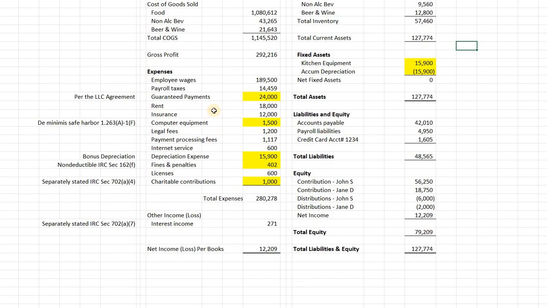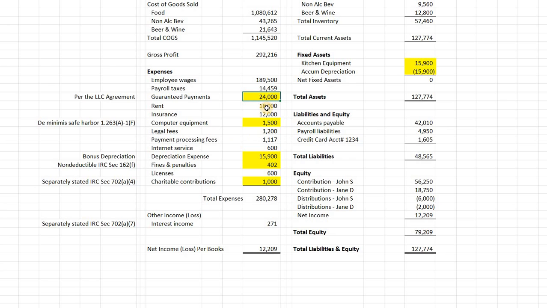And then down here we have our expenses. So we've got wages for our employees, the payroll taxes, the guaranteed payments there. So guaranteed payments, those are the payments to Jane. That's her salary, right? So guaranteed payments are deducted in arriving at book income and taxable income for the partnership.